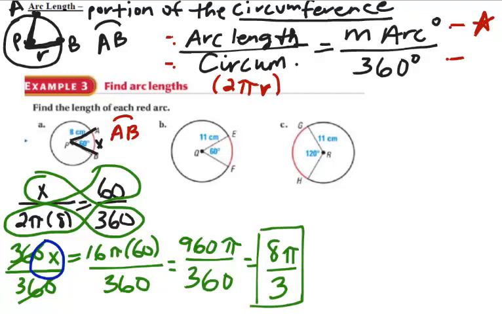If you put that into your calculator and multiply times pi, I'm going to get approximately 8.37, so let's call it 8.4, and this is in centimeters. So that is the measure of that little chunk of the circumference. That little chunk of circumference from A to B is 8.4 centimeters.